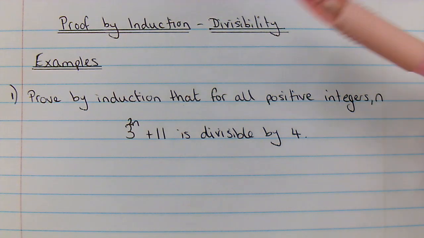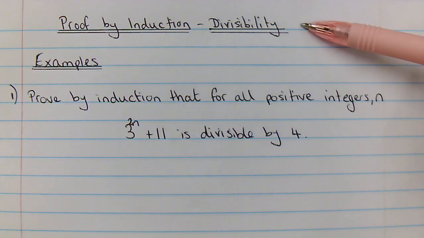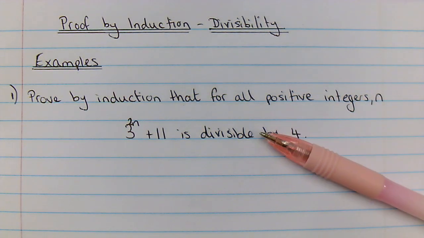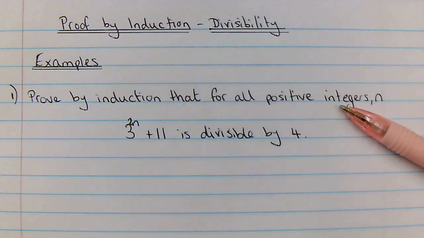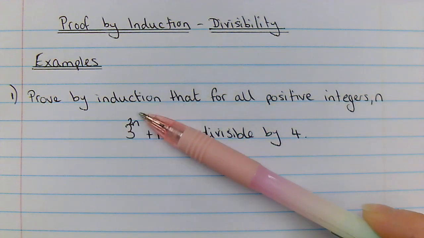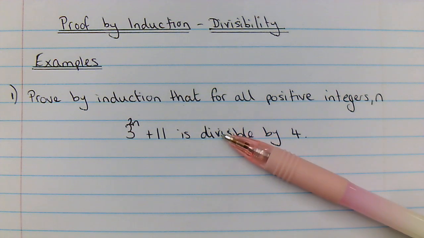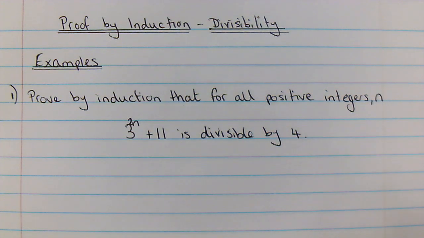So we're looking at proof by induction, but with divisibility this time. The first example I'm going to work through is: prove by induction that for all positive integers n, 3 to the power of 2n plus 11 is divisible by 4. Okay, so it's going to have the same 4 steps as what we've done already.